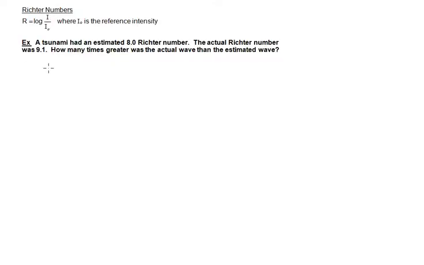So the actual Richter number of 9.1, we can then subtract from that the estimated Richter number of 8.0. And each of these numbers, again, is going to be represented as the log of a ratio. So this is going to represent the log of, in this case, the ratio between the actual, so I'm going to put intensity A for actual, divided by I0, the reference intensity measured by the equipment.